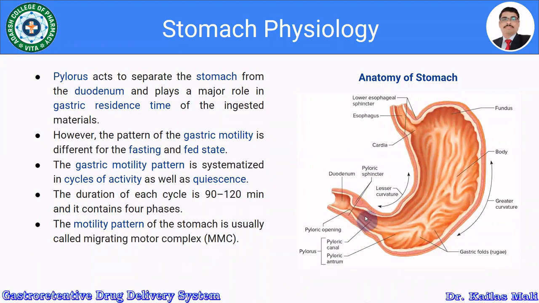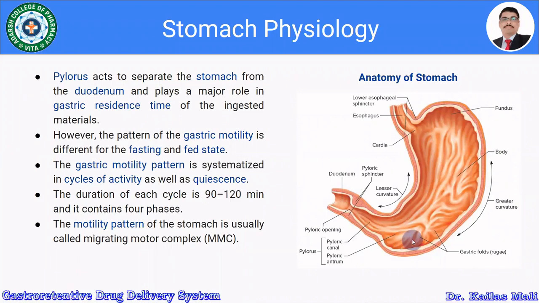Pylorus. So here is the pylorus. This is the pyloric canal. Then here is the antrum. This is the duodenum. This is the pyloric sphincter. Then here is the fundus. This is the body. Then this one is the greater curvature, and all these are the gastric folds. So the pylorus acts to separate the stomach from the duodenum and plays a major role in the gastric residence time of the ingested material.